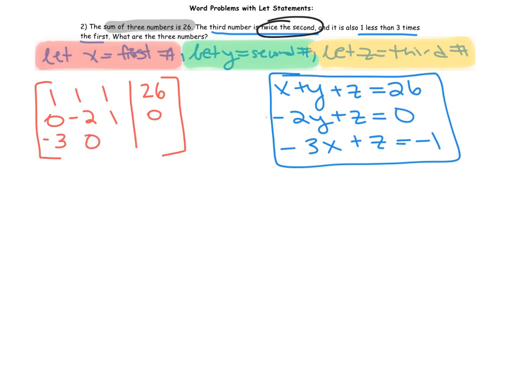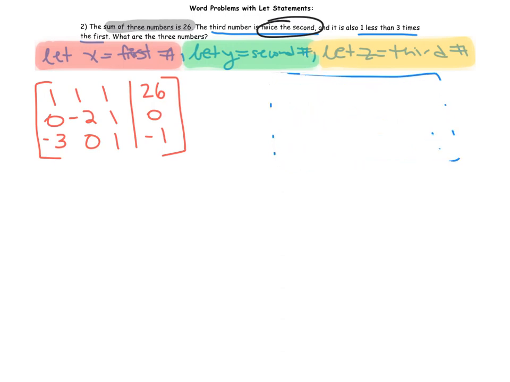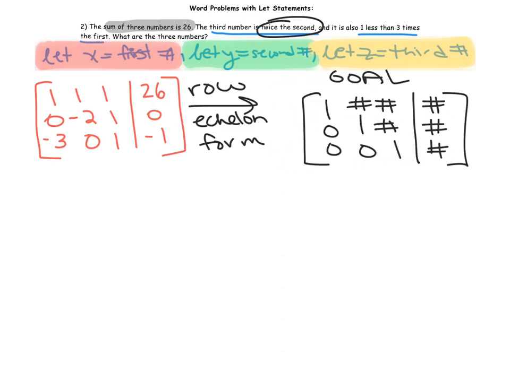There's no y value. And I have 1z. And our constant is negative 1. All right, so there we have created our augmented matrix. Now we want to get this into row echelon form. So let's write out our goal. Okay, so keep that goal in mind.